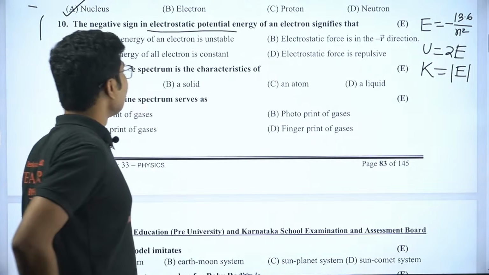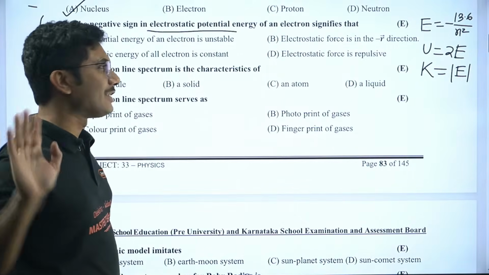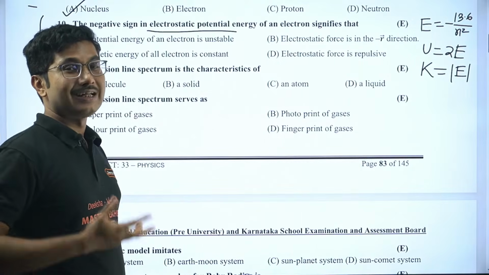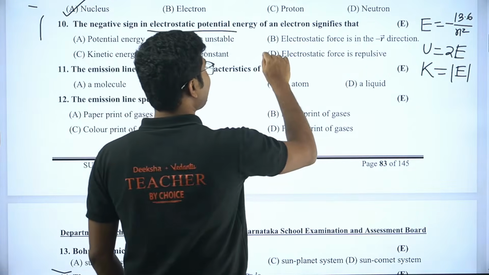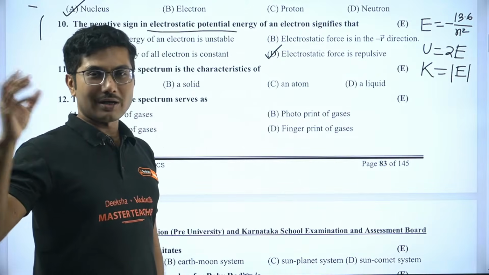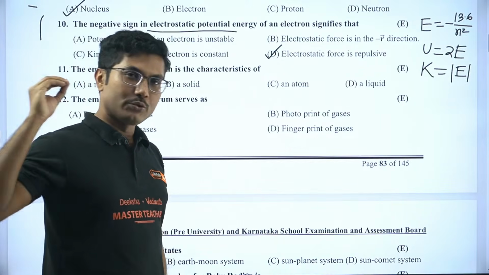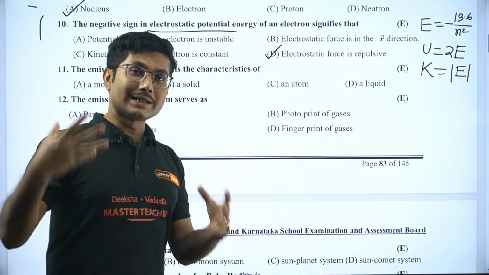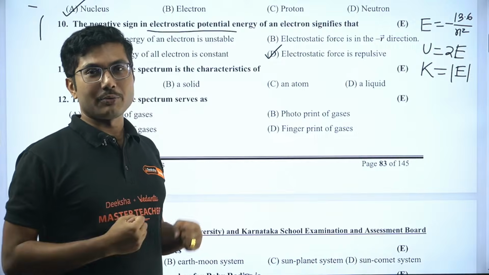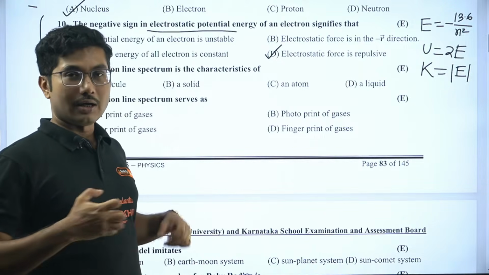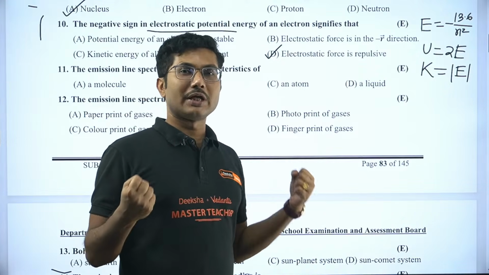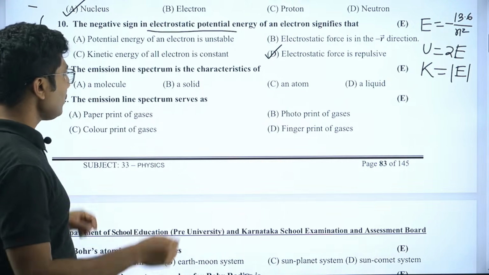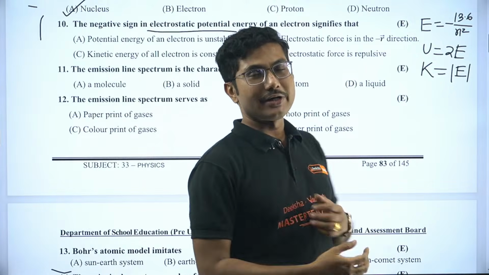10A, potential energy of an electron is unstable. No, the potential energy of the electron is not unstable. If you are considering Bohr's atomic model, electrons are stable. So that means electrostatic force is attractive, and if you are trying to get closer, you have to do some extra work on the system. That's why electrostatic potential is negative. In other words, if you want to separate the electron from the nucleus, you have to provide that extra energy to separate them. That is clearer.